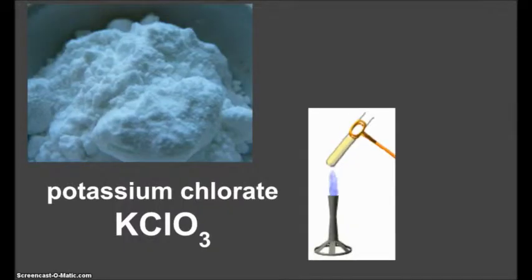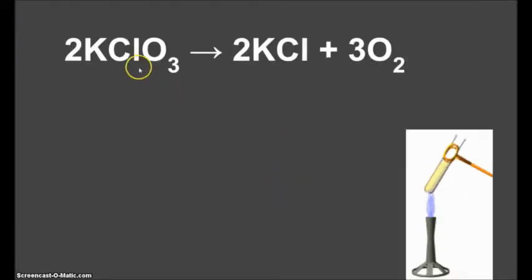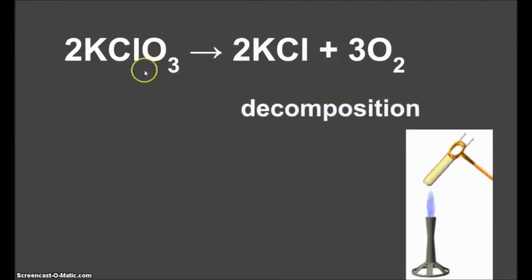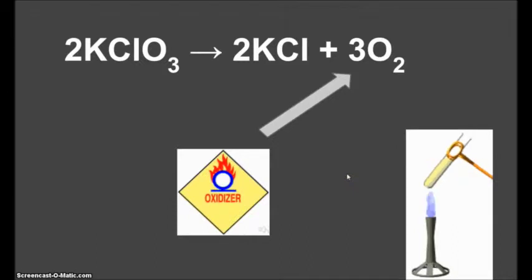In this demonstration, we're going to sacrifice a gummy bear. To do that, we need to create an oxygen-rich environment. So we're going to take this salt, potassium chlorate, and we're going to heat it up. And when we heat up the potassium chlorate, it's going to decompose. You recognize that this is a decomposition reaction. The potassium chlorate breaks down into potassium chloride and oxygen. Once we get all that oxygen gas in that test tube, we have an oxygen-rich environment.